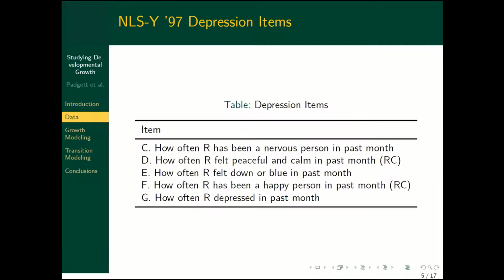And so the items that we focused on are the 5 items that they had publicly available for depression. They were about how nervous they've been, how peaceful or calm they've been, how down, how happy, and how depressed. I'm a big fan of item G, how depressed you were, because it's very direct. I'm a big fan of direct items, and so we also reverse coded items D and F to make sure all items had the same directionality, where high basically indicates more depression.